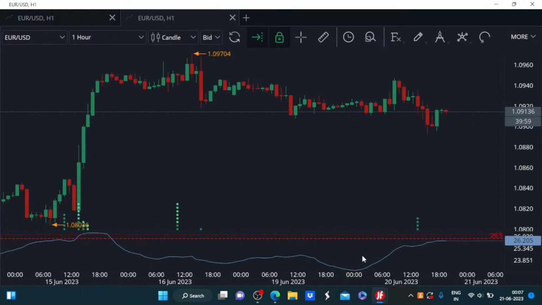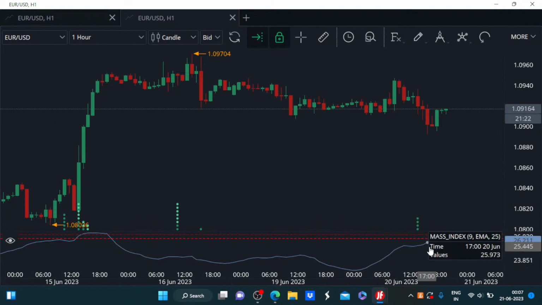I have plotted on the bottom side of the chart the mass index with the default configuration. The EMA period is 9, and then we are taking the sum of the difference for the calculation period of 25. In my introduction, I tried to give you the idea of the methodology of the calculation, but that was not precise for the exact formula.